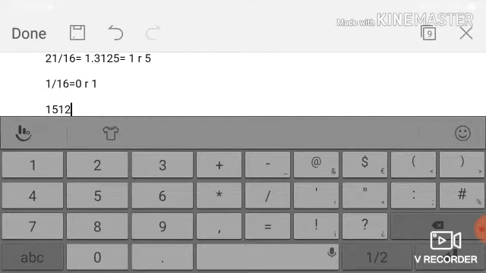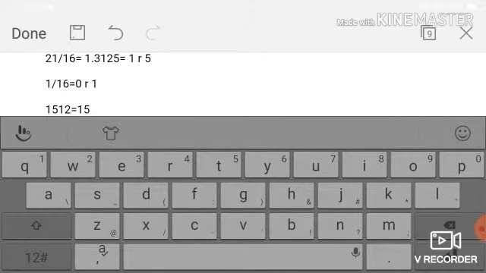So 12 is equal to C. So the answer will be 15C.